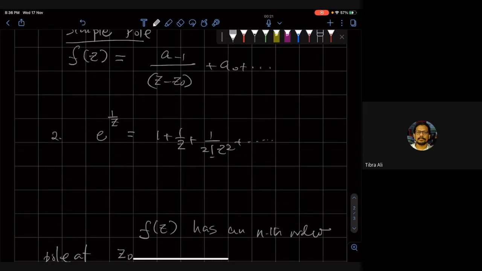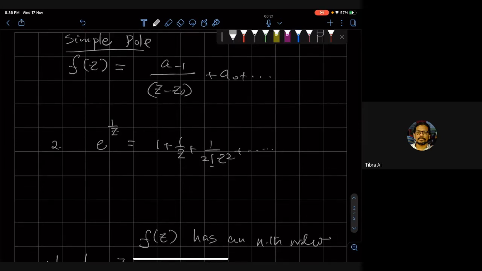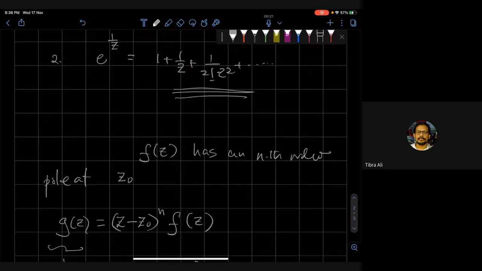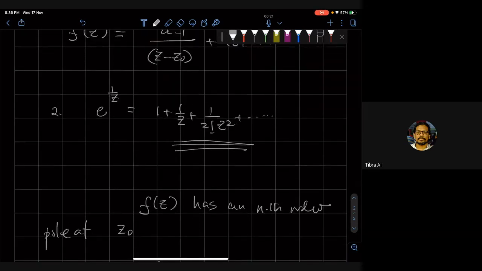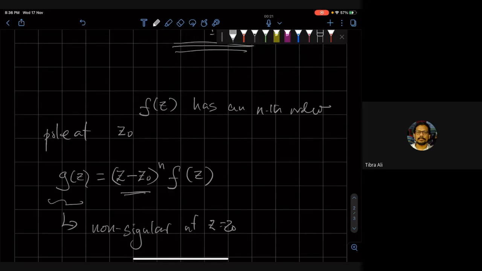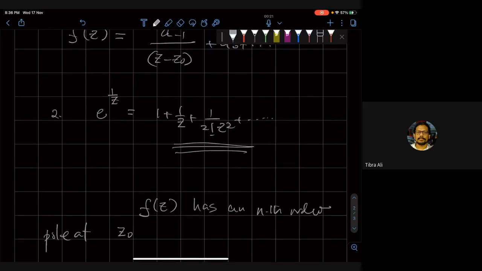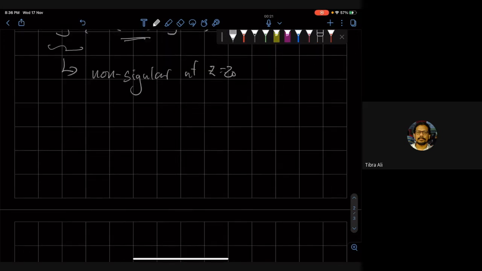But the thing about essential singularities is that there is no factor like this, no polynomial factor, that you can multiply it with that will get rid of the singularity. Okay. So just a technical term, sometimes you will see the word meromorphic used.